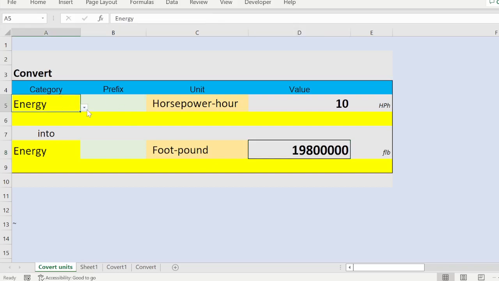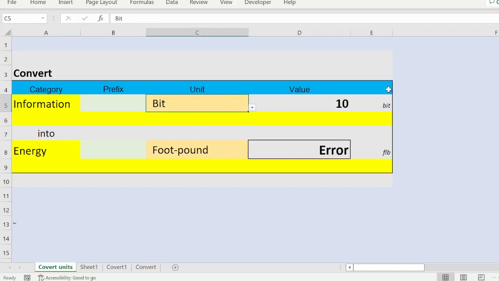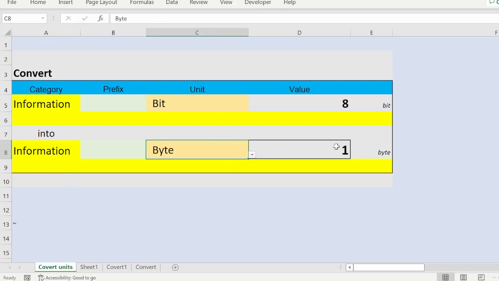Okay, similarly let's go to information. I have 8 bits. How many bytes? The same information you can also have as how many bytes. It is only 1 byte. Okay, similarly, I have different categories.